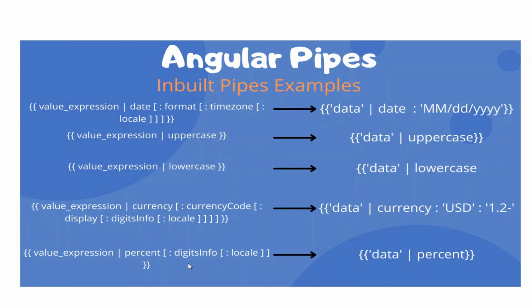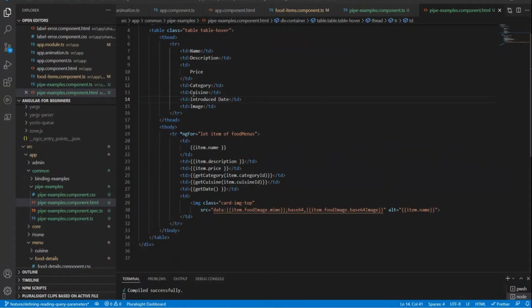Alright, now similarly you have other symbols called percent, you have decimal. You just need to put the pipe name. Now let's use these things in the demo and see how our application is transformed. I've opened up the project and you can see these are the tables that we saw on the UI. Now I wanted to transform this. Like I said, I just need to use the pipe symbol followed by what is the pipe.